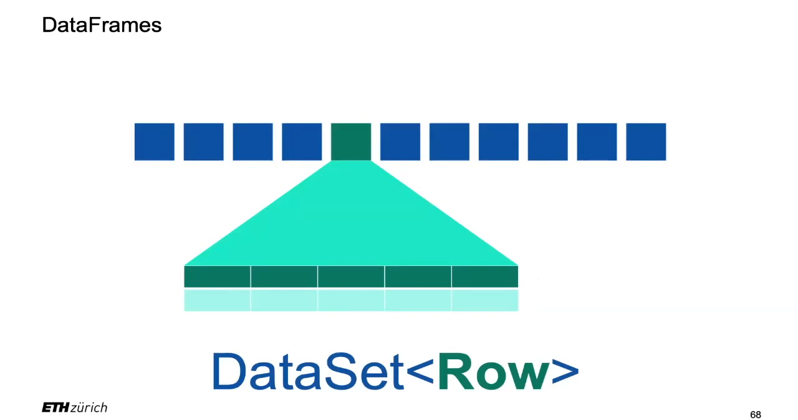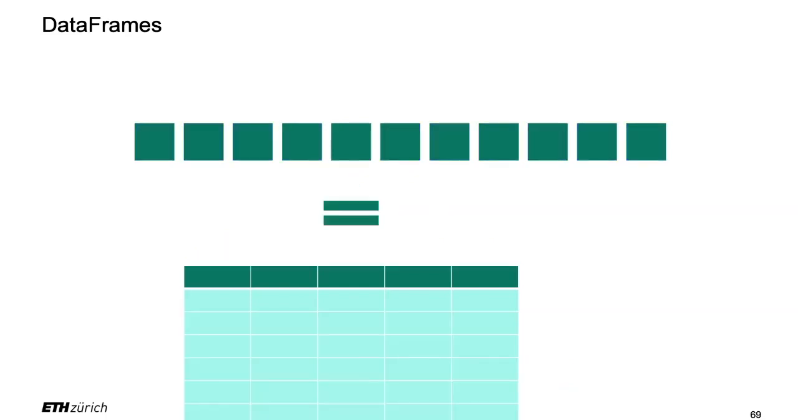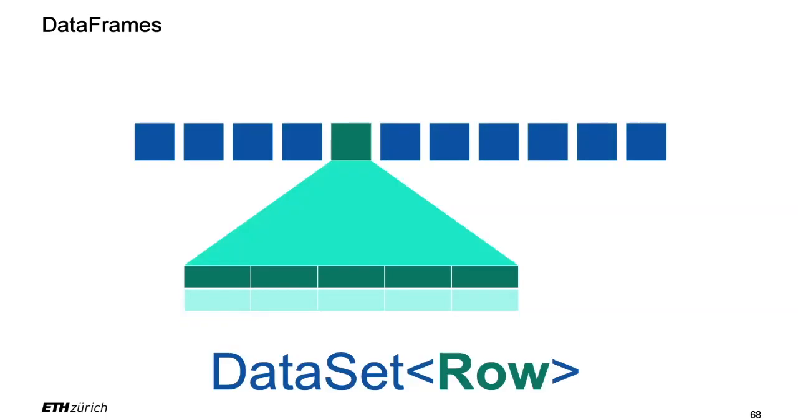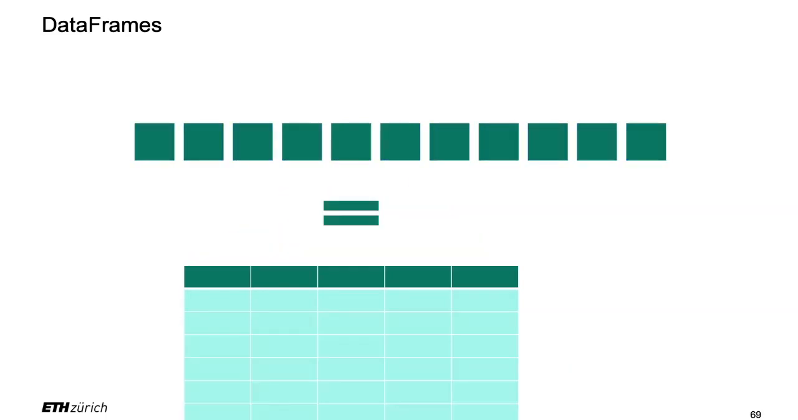Enter data frames, which are basically RDDs of rows. It's specific RDDs of rows, where every item in my RDD is a row. And the rows, as you can imagine, are like data frame rows. They have the same schema. They all have the same columns, right? Dataset Row is what you see in Java. When you create a data frame in Java, you actually write down Dataset Row with a generic as a template.